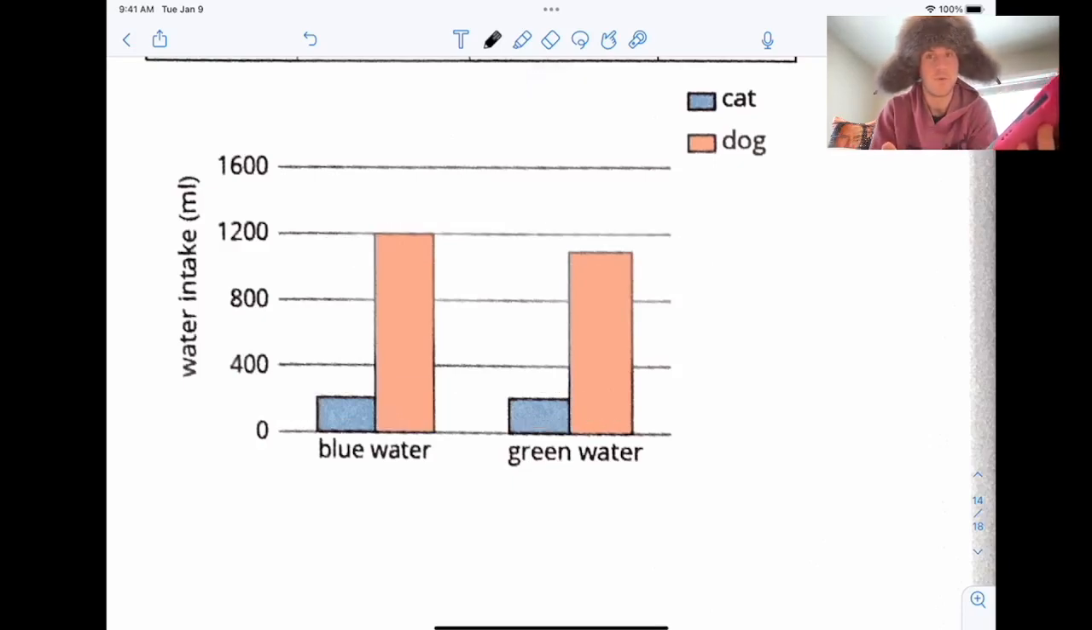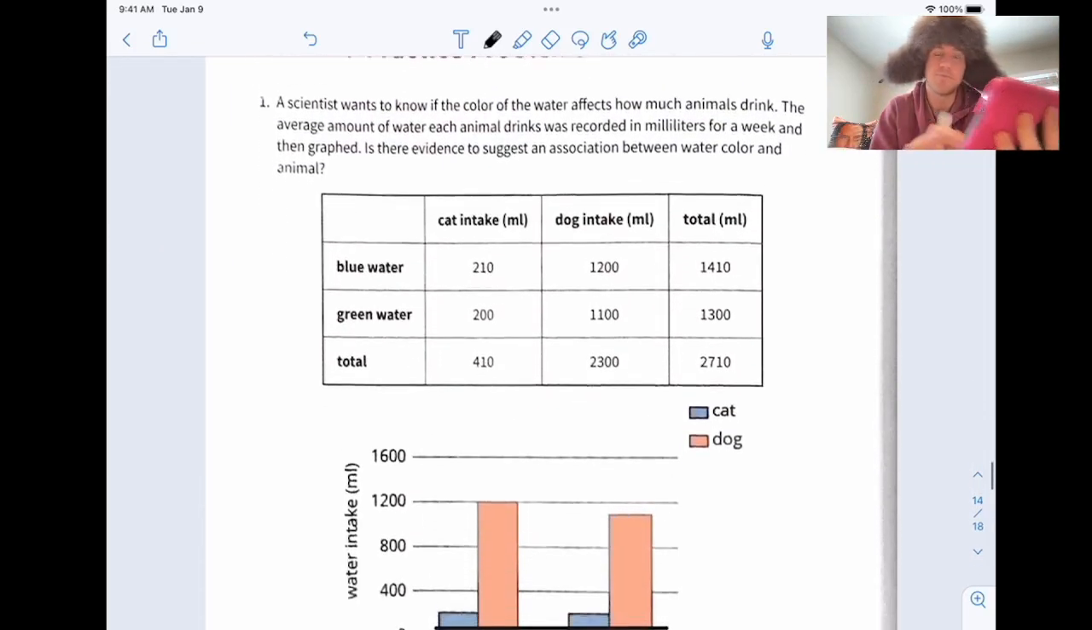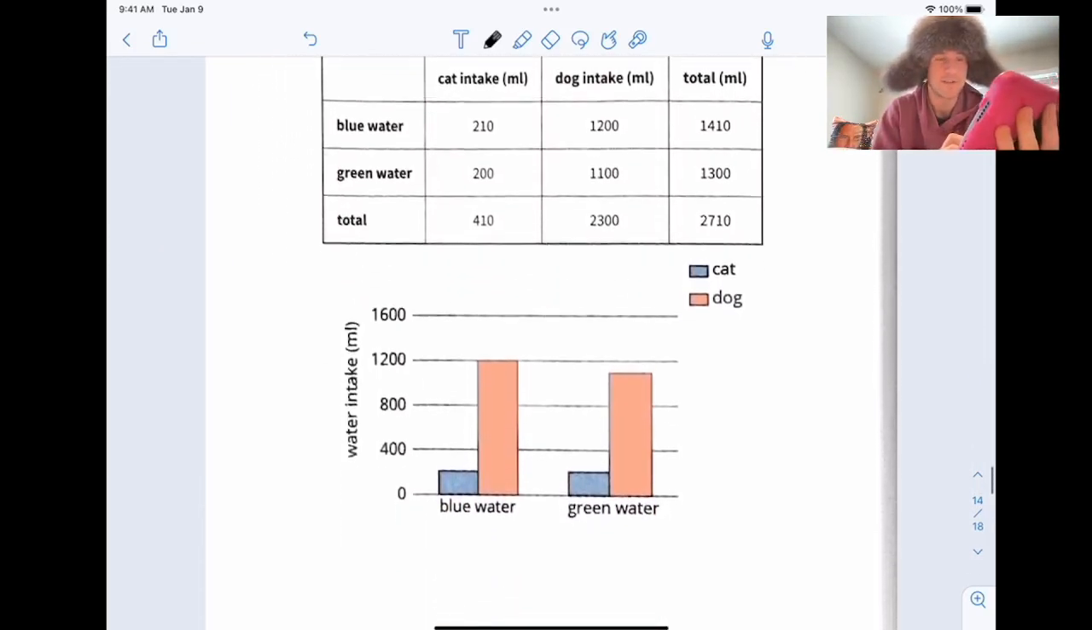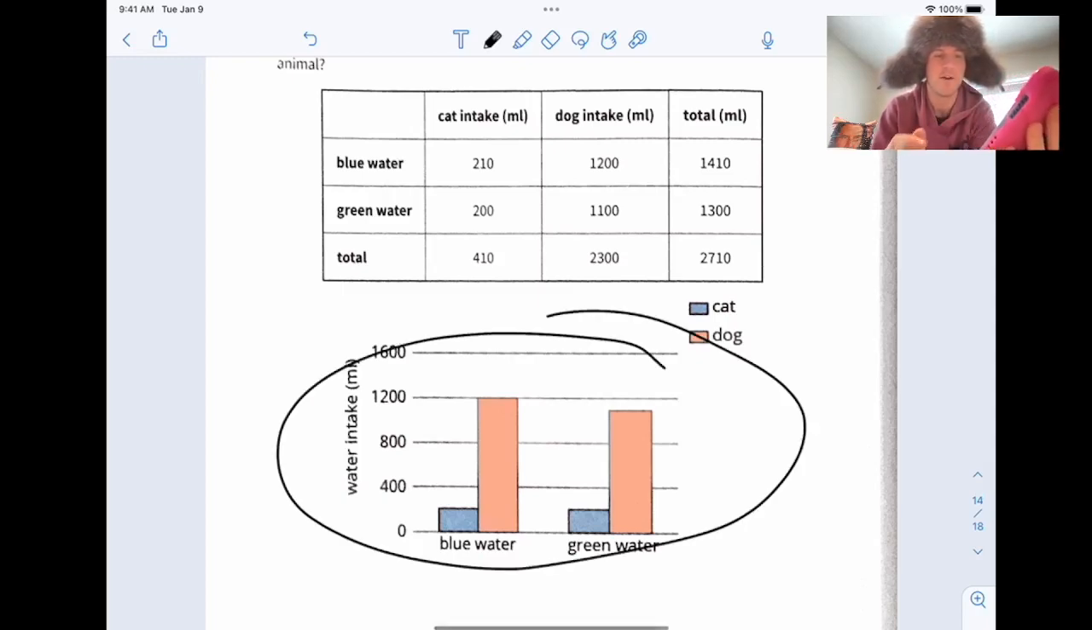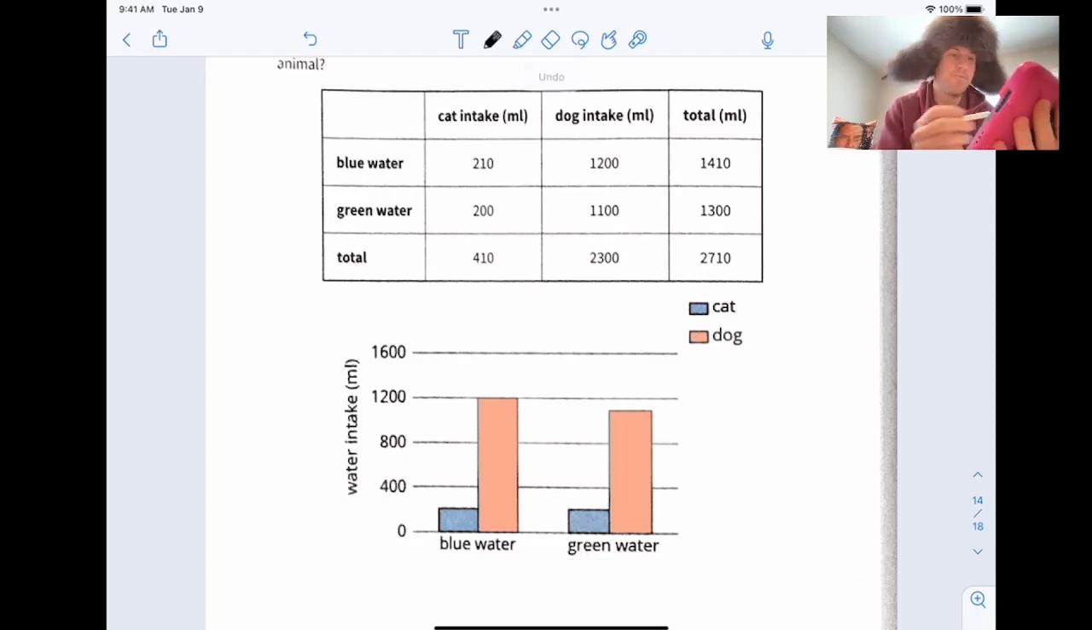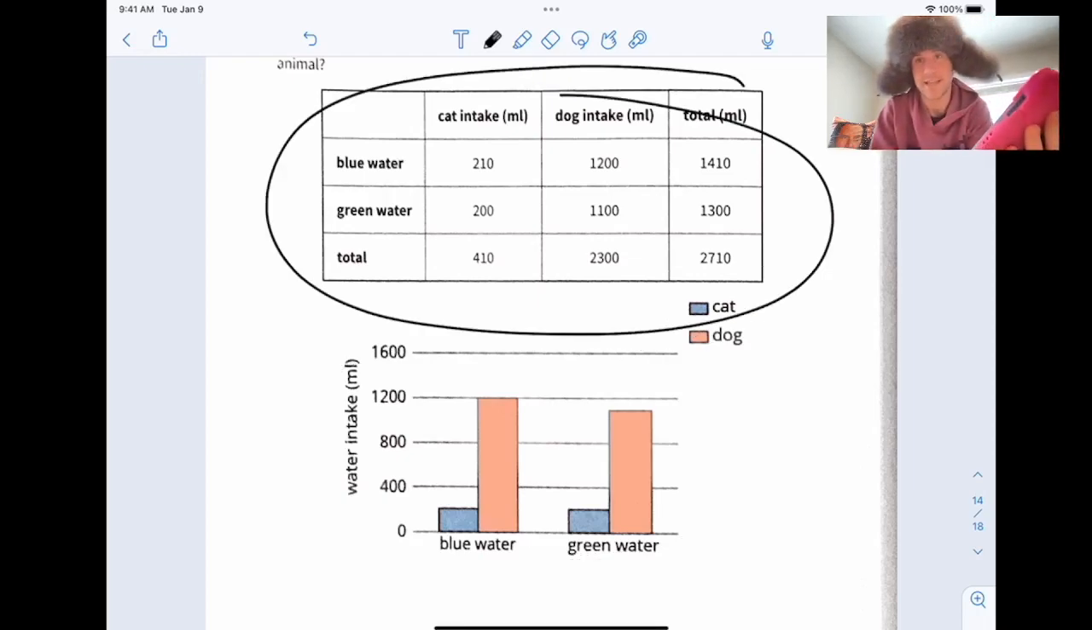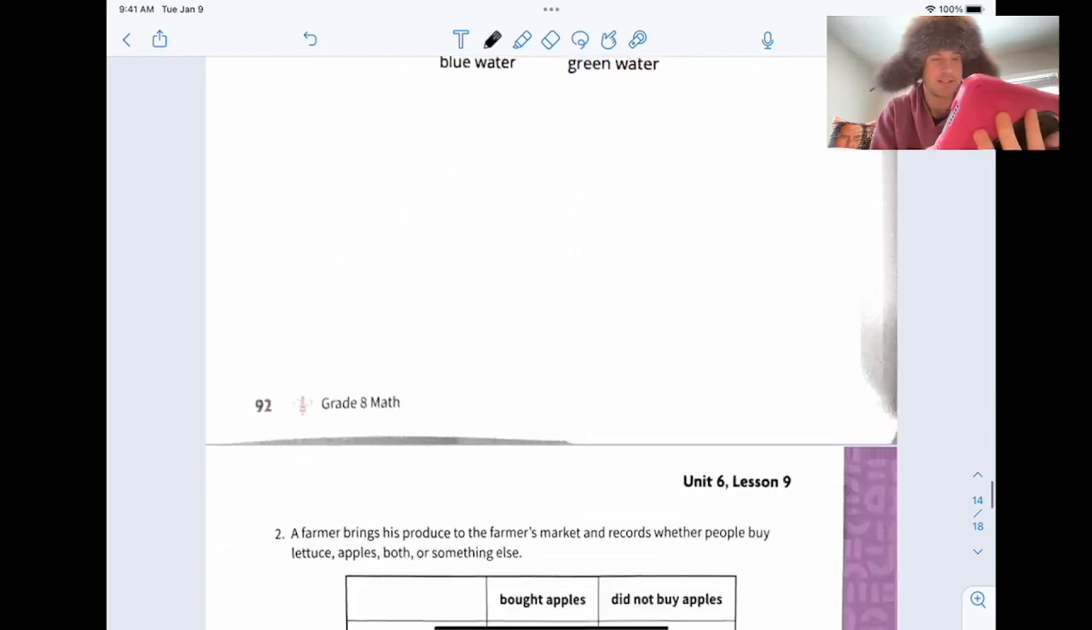Now, why don't animals care what color their water is? Something to consider would be, do animals even see color? You tell me. Google it real quick. I bet y'all know this actually. So that's how question 1 is going. You don't have to make a relative frequency table here. You can get all your answers from our segmented bar graph or from our two-way table. We can get that information there.